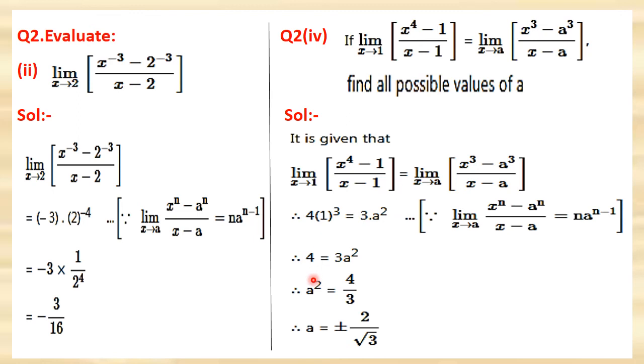Now 4 into 1 cube is 4, and 3 into a square. Then a square is 4 upon 3. Then a is plus or minus root of 4 upon 3, that is plus or minus 2 upon root 3.